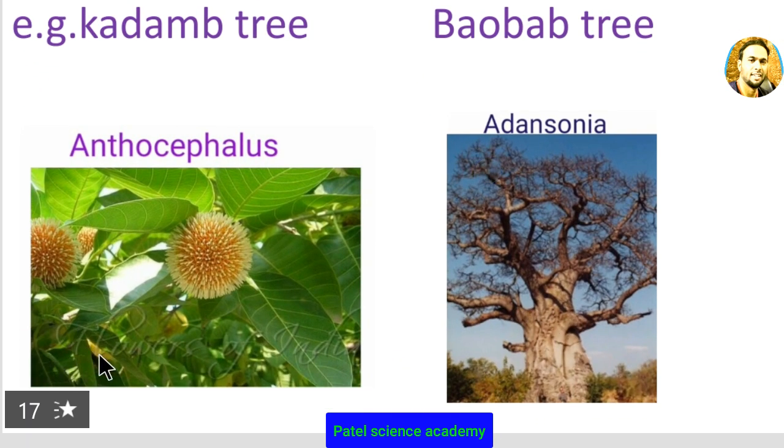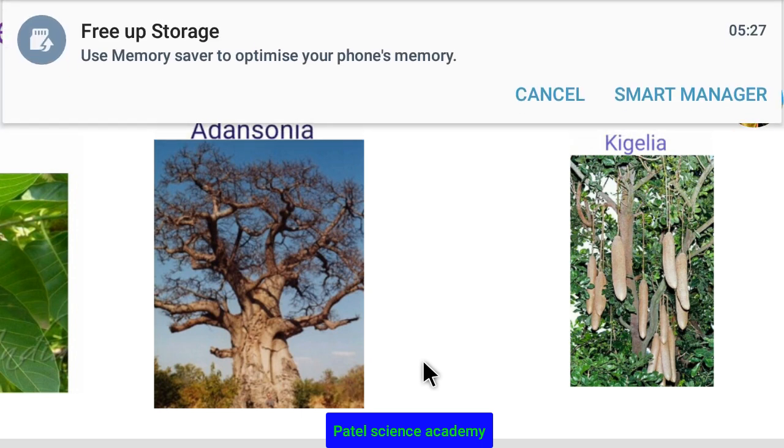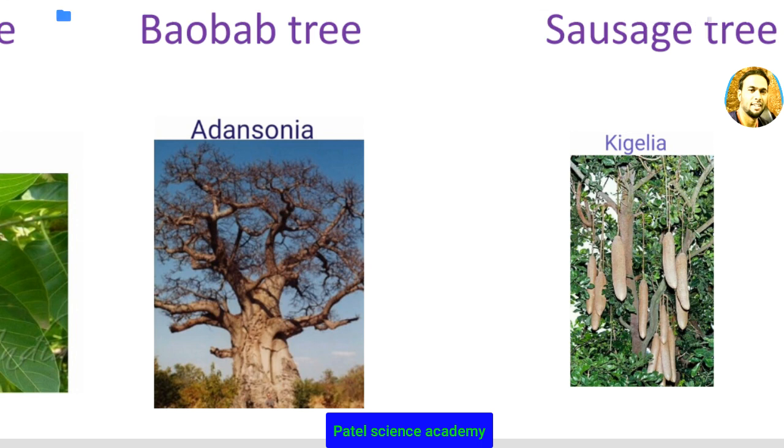You can see in this flower Anthocephalus, Adansonia flower, and Kigelia flower. In all these types of flowers, the pollination takes place by the bat. That's why these types of flowers are chiropterophilous flowers. So this is about the types of the pollination by the different biotic agents, and this is about this lecture.